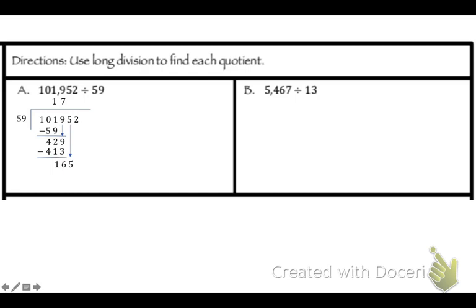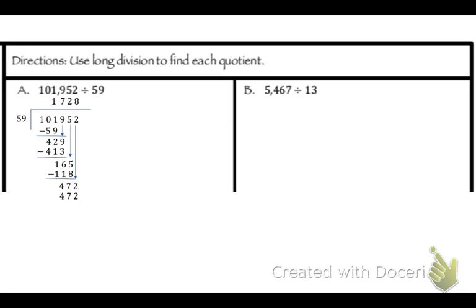Now, how many times does 59 go into 165? Twice. 2 times 59 is 118. Subtract it, you get 47. Bring down the next number. How many times does 59 go into 472? 8 times 59 is 472. You get 0. So that means 101,952 divided by 59 is 1,728 with no remainder.